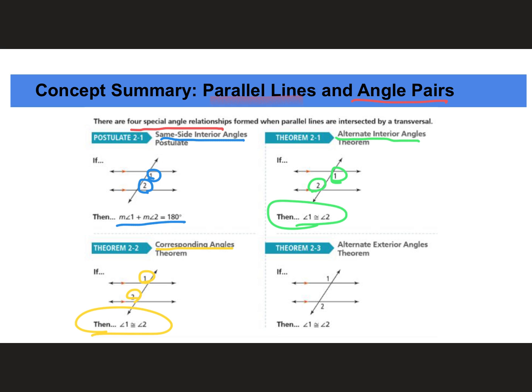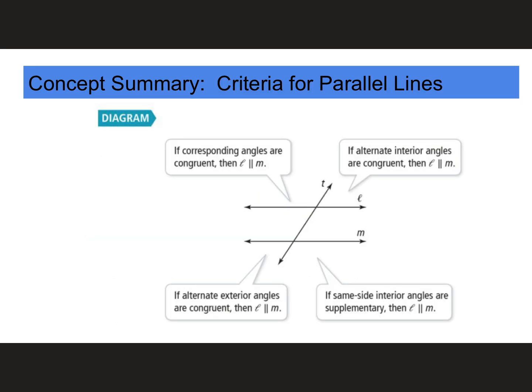And finally, I got alternate exterior. So again, exterior is outside of my parallel lines. Those alternate on opposite sides are going to, again, be congruent. Okay? So we're going to use these as we go on. So, in addition to knowing that if I have parallel lines I can use those, there are criteria for proving that lines are parallel. So, let's look at the first criteria. If corresponding angles are congruent. So if the corresponding angles, like here and here, are congruent, then I know the lines are parallel.